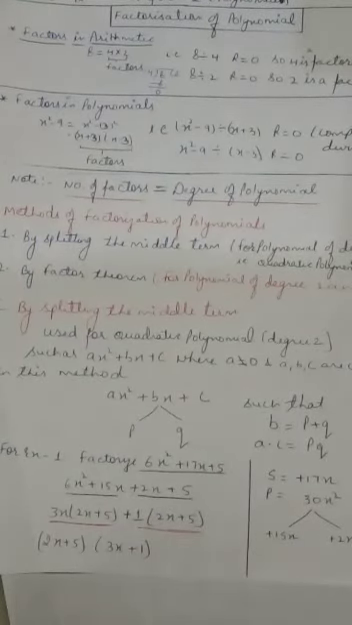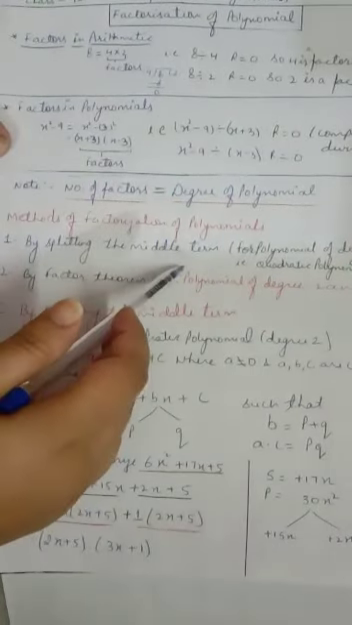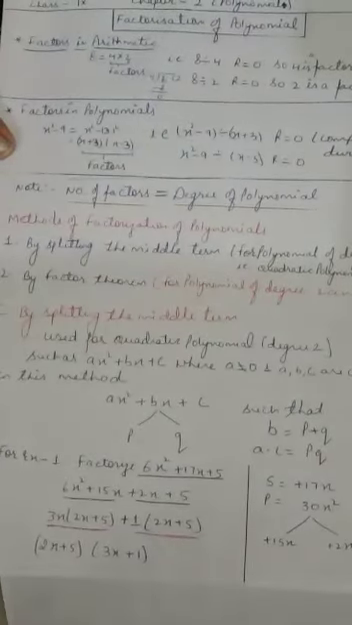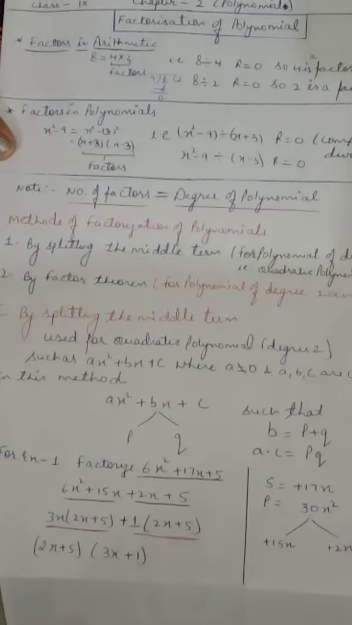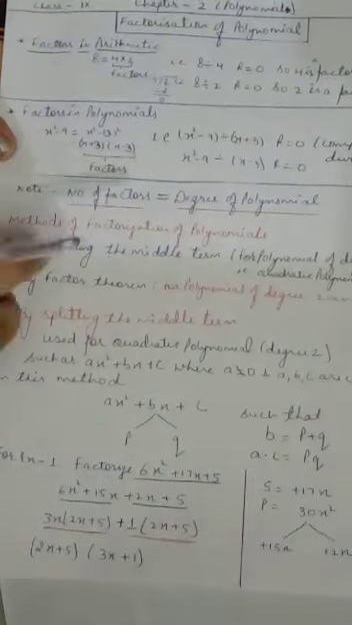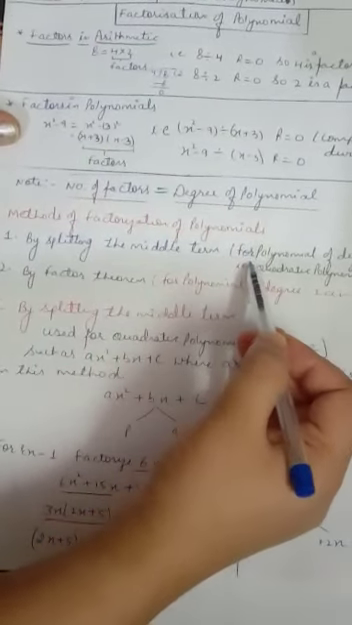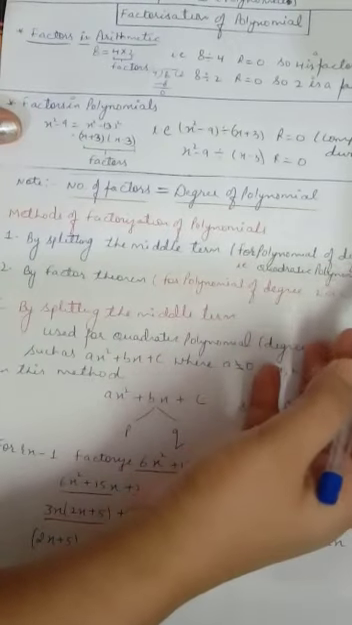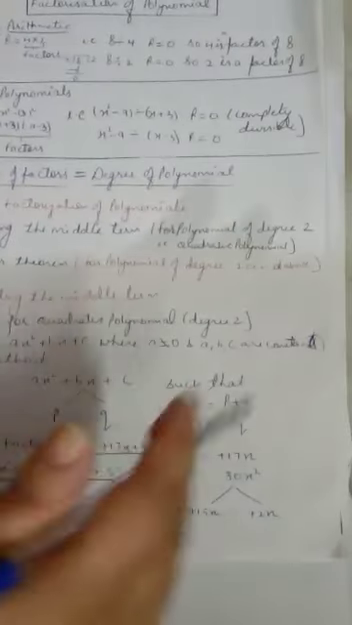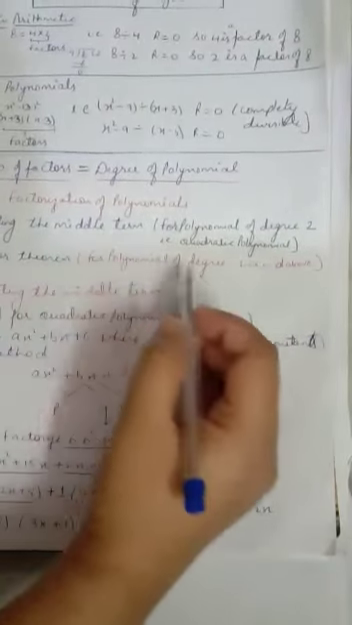Now there are 2 methods of factorization of polynomial. First is by splitting the middle term, which you have already studied in class 8. Chapter 7 factorization you have studied. Last exercise was based on that only. By splitting the middle term. This is only applicable for polynomial of degree 2. That means we can only apply splitting the middle term on quadratic polynomials.